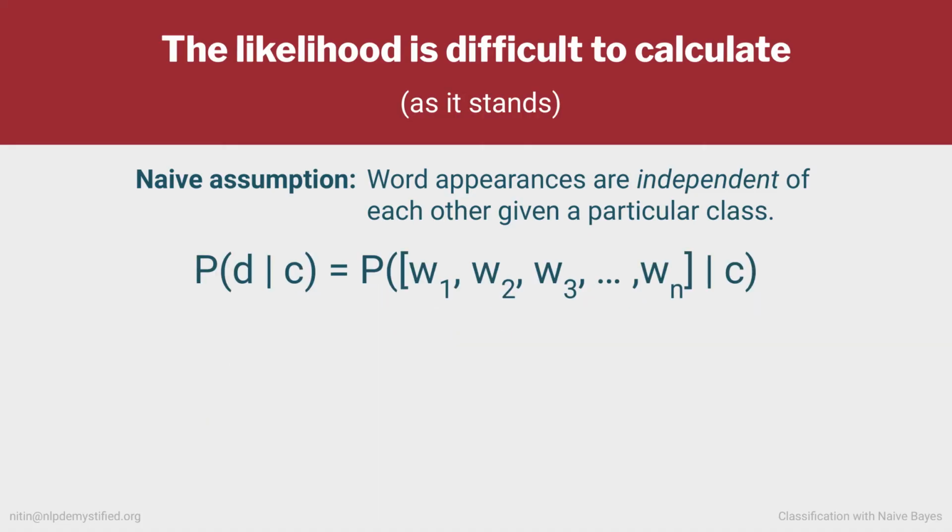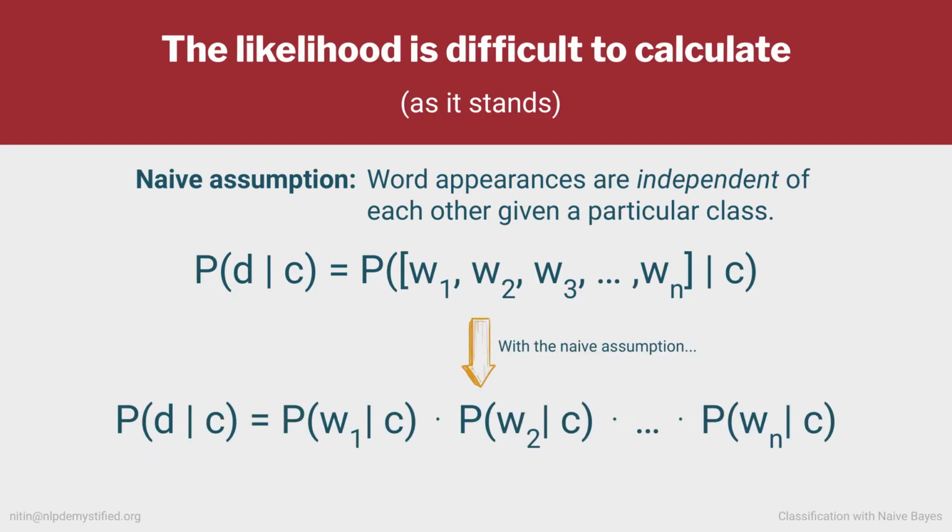With these two assumptions, we go from calculating the likelihood as a particular sequence of words given a class to the probability of each individual word occurring given a class. And this is much easier to calculate. This way, to get the probability for the entire document, we multiply each individual word probability together. If this doesn't make sense right now, we'll be stepping through an example soon to clarify.